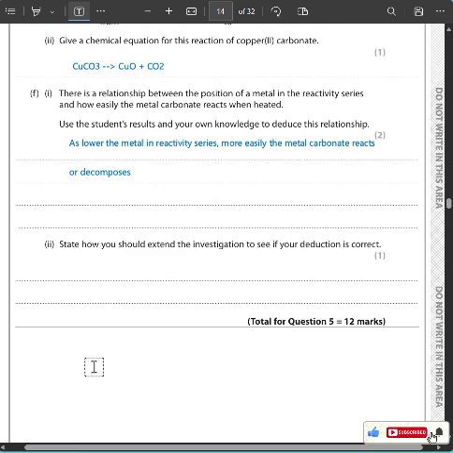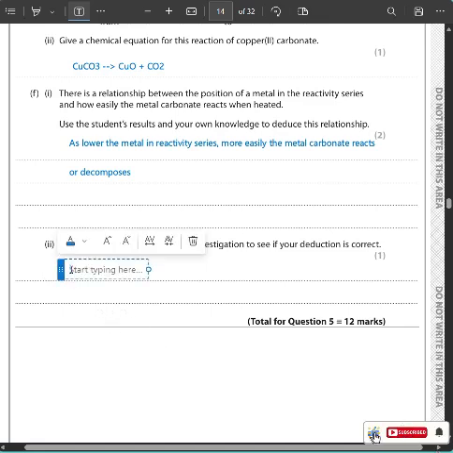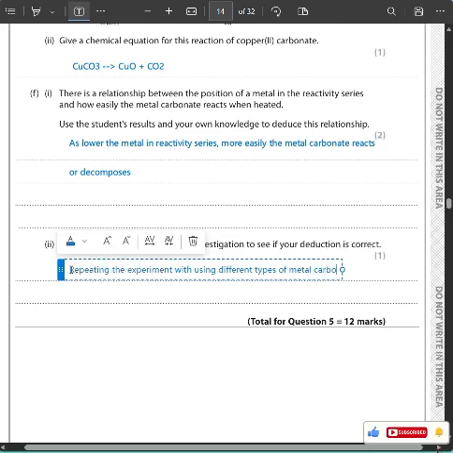State how you should expand the investigation to see if your deduction is correct. Okay, by repeating the experiment using different types of metal carbonates.